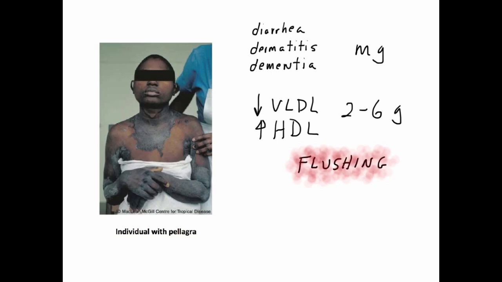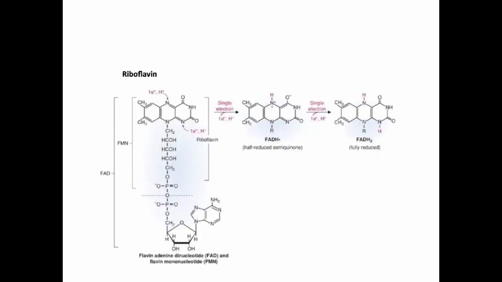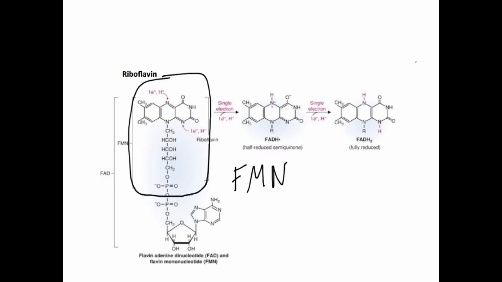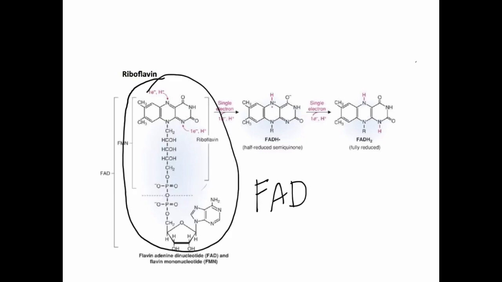Okay, riboflavin, also known as vitamin B2, is the precursor for coenzymes flavin mononucleotide and flavin adenine dinucleotide, abbreviated FMN and FAD. The structure of riboflavin is shown here, and if you add a phosphate group, you now have flavin mononucleotide. Another phosphate and an adenine, and you get flavin adenine dinucleotide, or FAD. Both FAD and FMN are carriers of electrons.